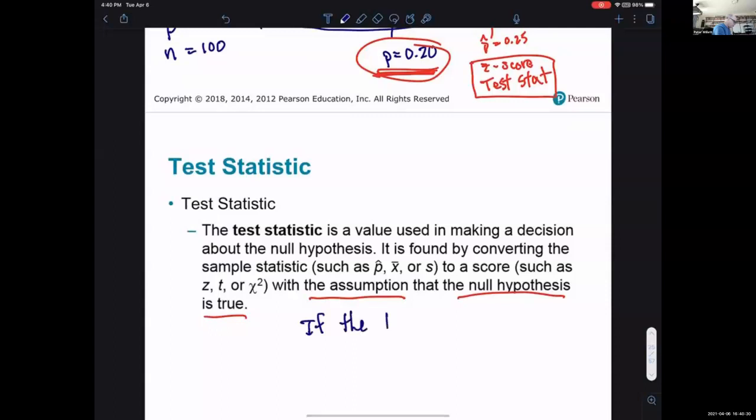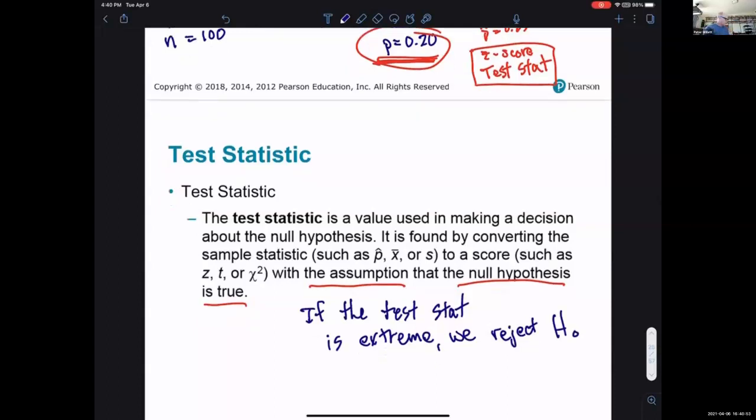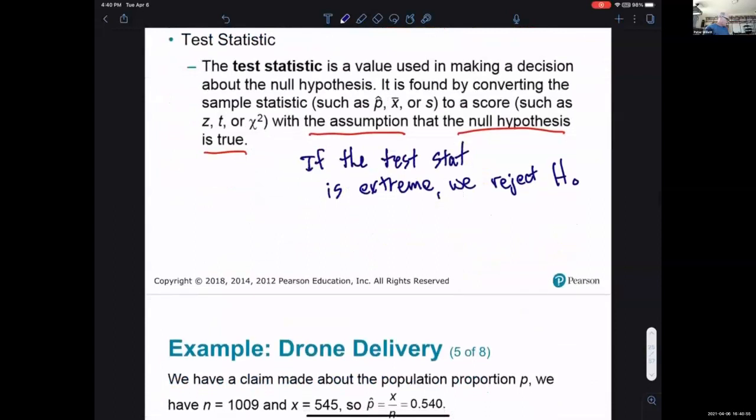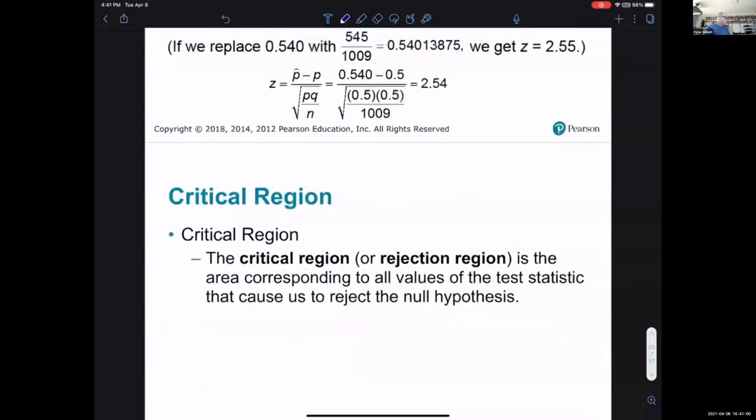If the test stat is extreme or significant, we reject the null hypothesis. So that's the logical idea behind what we're trying to accomplish here. All right, so they do their example where they do it. We'll just do that in StatCrunch. But let's see what they do with that.